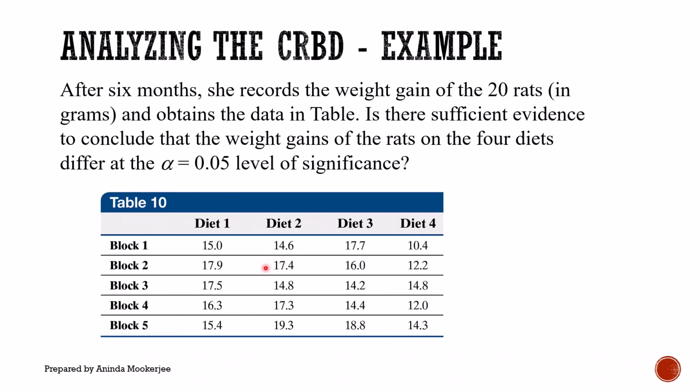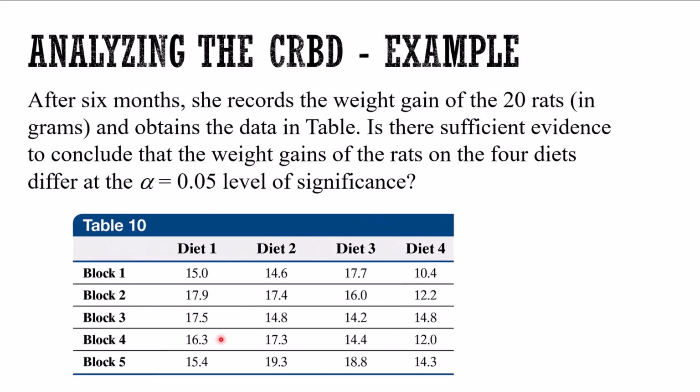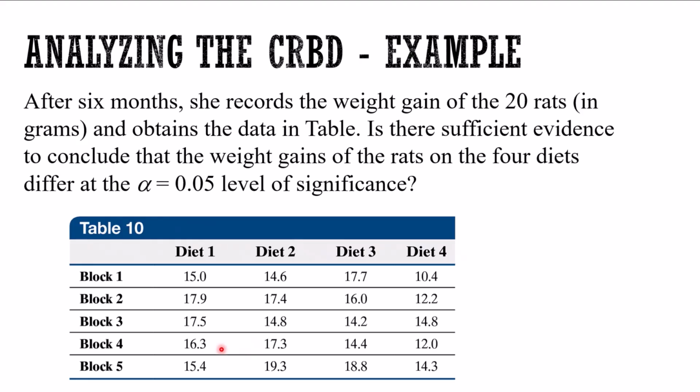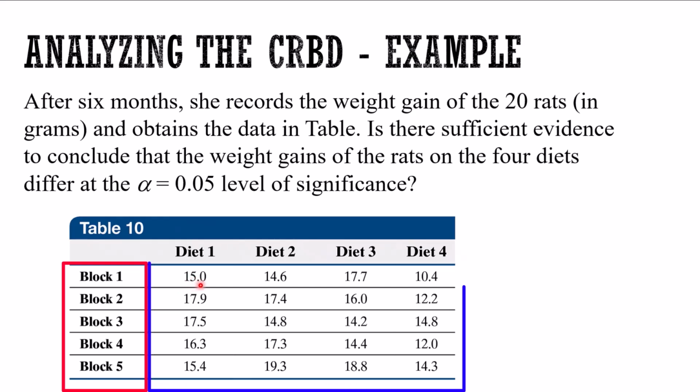Now here is a picture of our experiment in tabular form. There are 5 blocks, and each block represents a mother rat along with its 4 baby rats. And each of these rats has been put on a particular diet. After 6 months, the weight gain was recorded, and these numbers here, 15.0, 14.6 and so on, represent the weight gain, the increase in weight in grams.